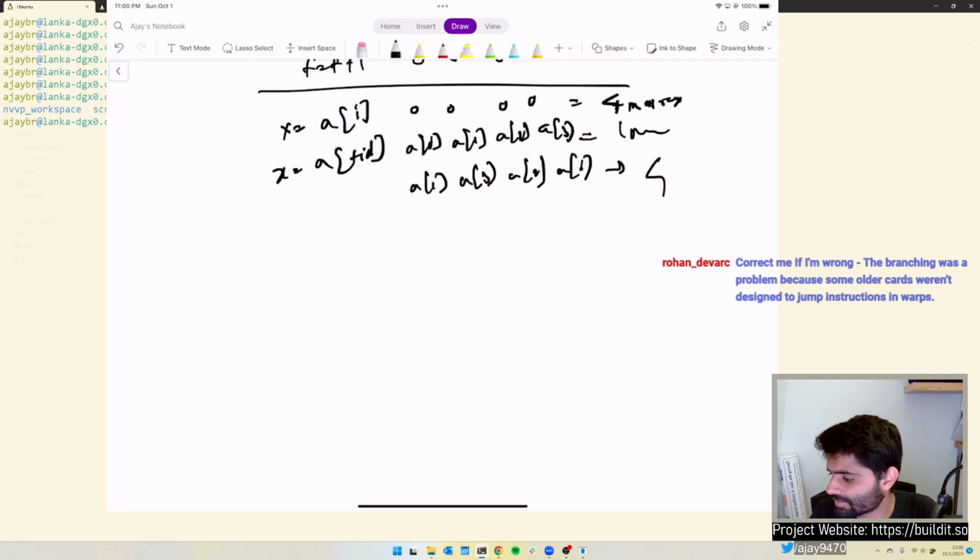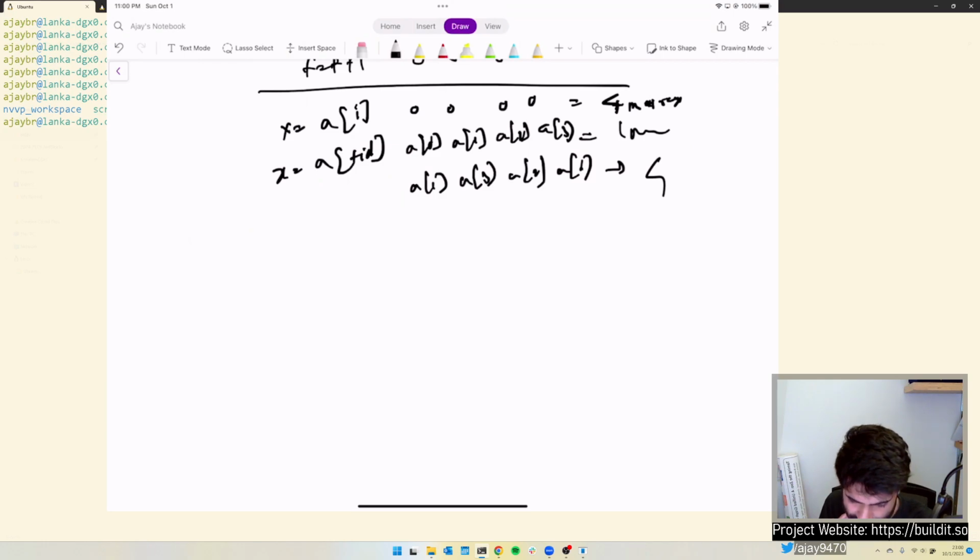Correct me if I'm wrong, the branching was a problem because some older cards weren't designed to jump instructions in a warp. That's maybe part of it, but what GPUs have is, when you're trying to run 80,000 threads or like 50,000 threads at a time, that requires a lot of area on the chip, right? Like the transistors.